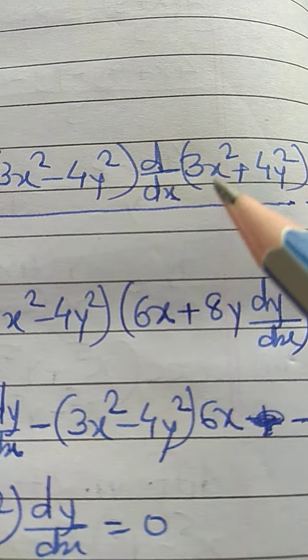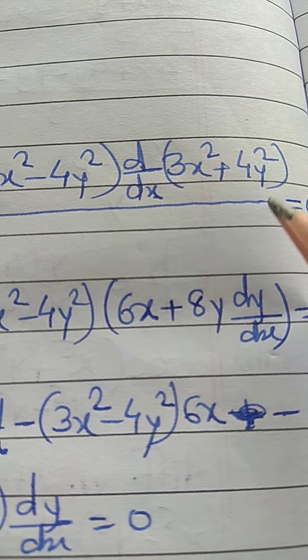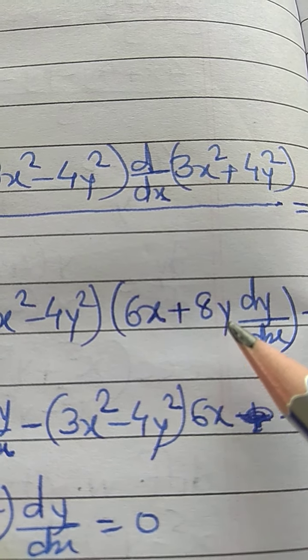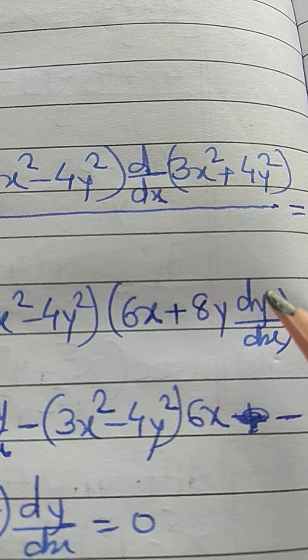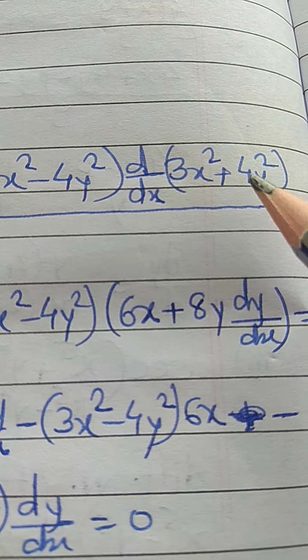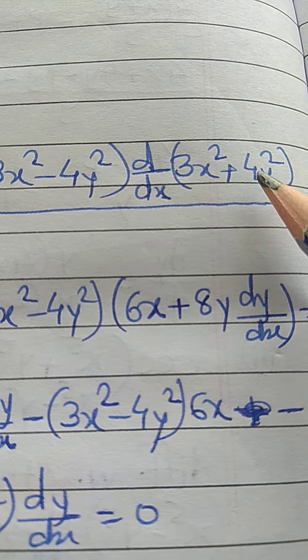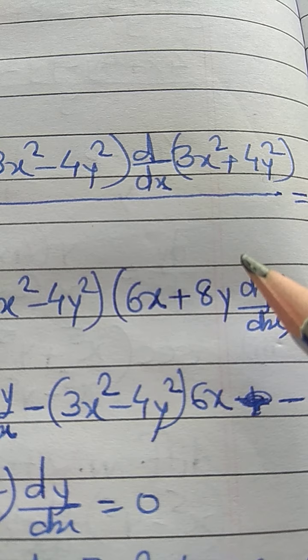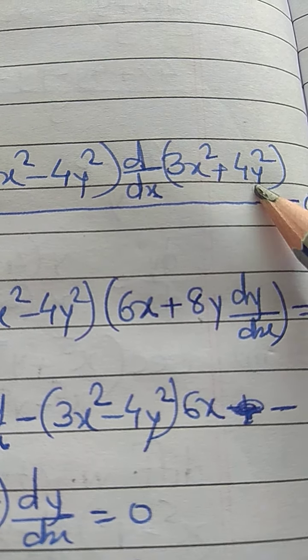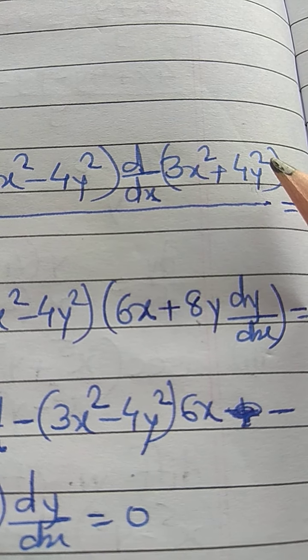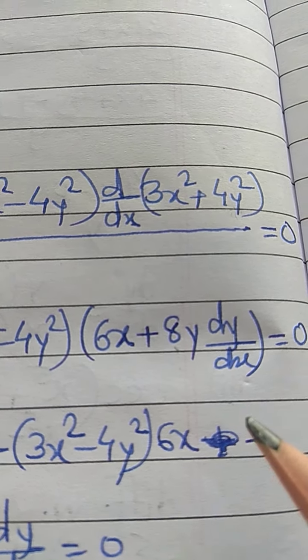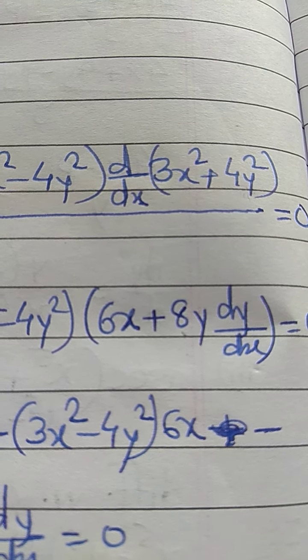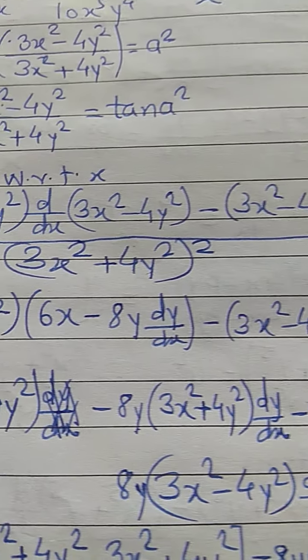Here derivative of 3x² is 6x and derivative of 4y² is 4 2s are 8y, and derivative of y is dy/dx. You know that this 2 will come down and it will get multiplied with this 4, therefore it is 8 here. Y raised to power will get decreased by 1, so y raised to 1 here. Derivative of y is dy/dx, that is equal to 0.